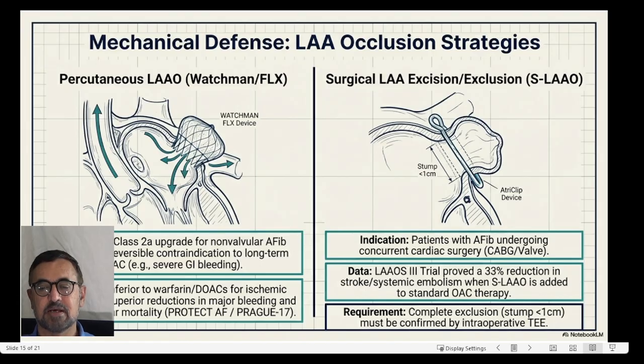Finally, as we bring this together, the key message is that atrial fibrillation is a systemic progressive disease. Management requires early identification, aggressive risk factor modification, appropriate anticoagulation, and timely rhythm control. Early intervention in the disease leads to better long-term outcomes.